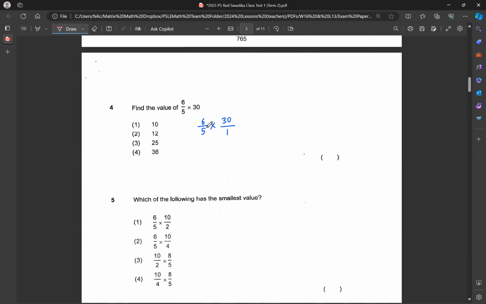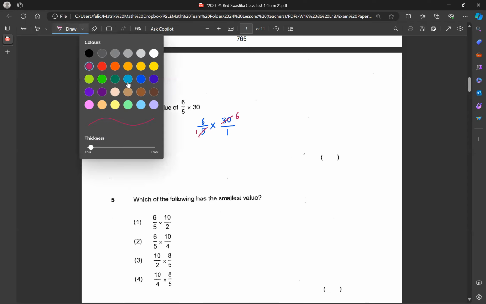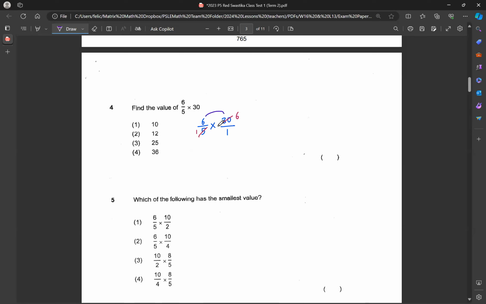What about between 5 and 30? So between 5 and 30, both numbers can divide by 5. So 5 divided by 5 turns to 1, 30 divided by 5 turns to 6. So once this is settled already, you can just multiply the top with top, bottom with bottom. So 6 times 6, 36. Bottom is 1 times 1 is just a 1. So this answer will result in just a 36. So 36 over 1 just means 36 divided by 1. Okay, so answer is 4.